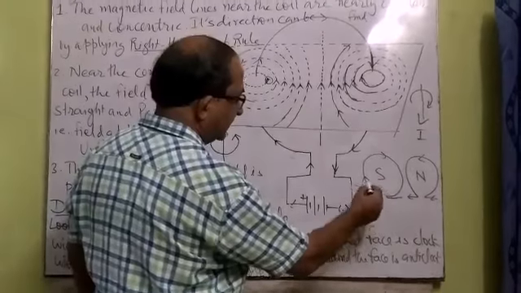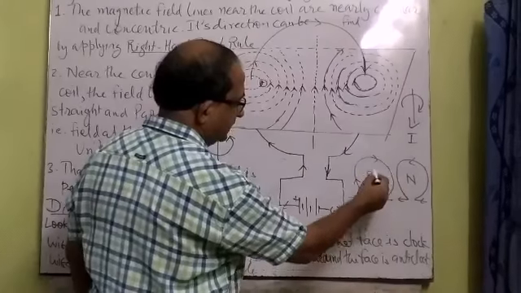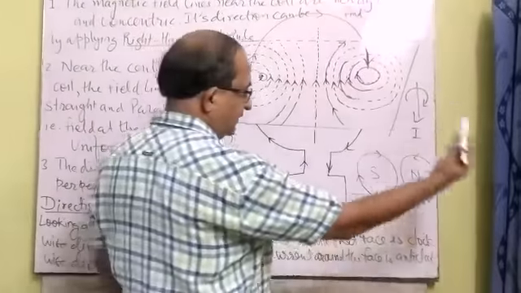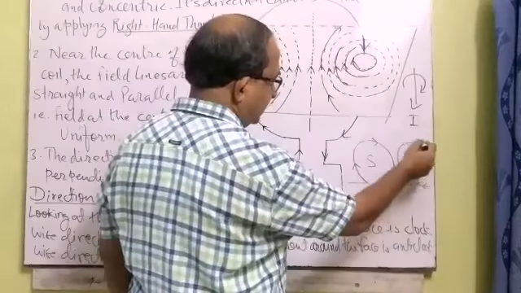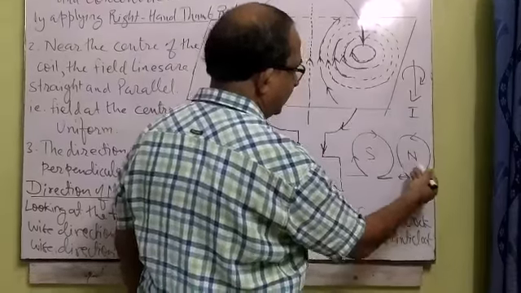You can see in this loop the direction of current is clockwise, that is why it behaves like a south pole. In the coil, from a face, if the direction of current is anti-clockwise, then that face will behave like a north pole.